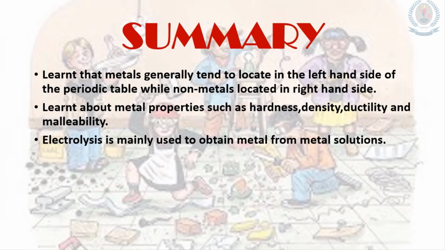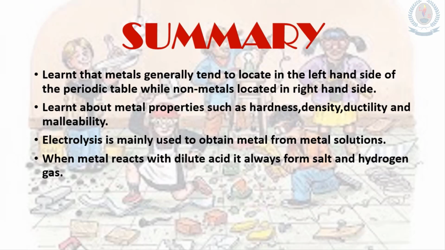Also, you have learned about the process of electrolysis, and you have identified that electrolysis is mainly used to obtain metals from metal solutions. When a metal reacts with a dilute acid, it always forms a salt and hydrogen gas. We have done many examples and I believe that you are experts on that now. So those are the things that we have learned from this lesson.